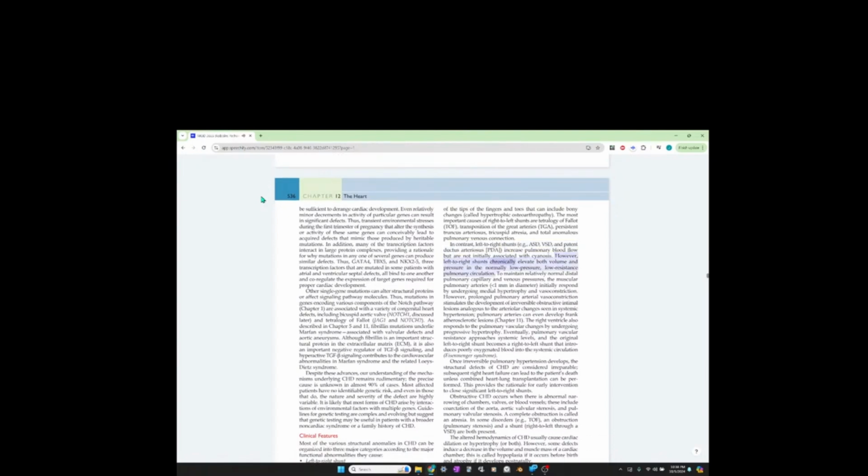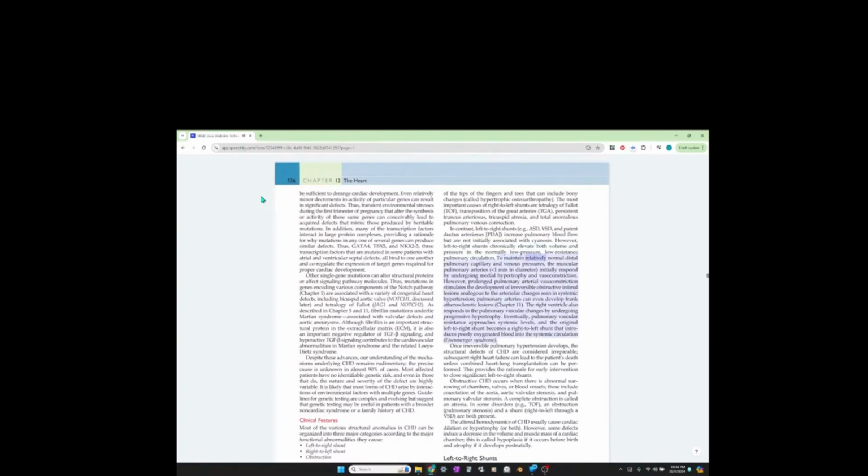In contrast, left to right shunts increase pulmonary blood flow but are not initially associated with cyanosis. However, left to right shunts chronically elevate both volume and pressure in the normally low pressure, low resistance pulmonary circulation. To maintain relatively normal distal pulmonary capillary and venous pressures, the muscular pulmonary arteries initially respond by undergoing medial hypertrophy and vasoconstriction. However, prolonged pulmonary arterial vasoconstriction stimulates the development of irreversible obstructive intimal lesions analogous to the arteriolar changes seen in systemic hypertension. Pulmonary arteries can even develop frank atherosclerotic lesions.